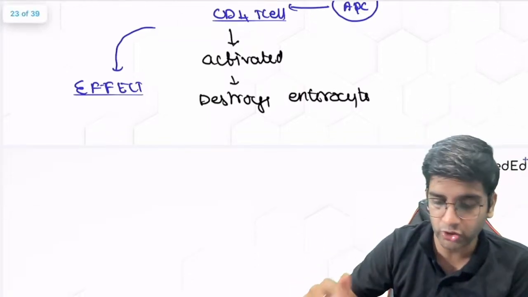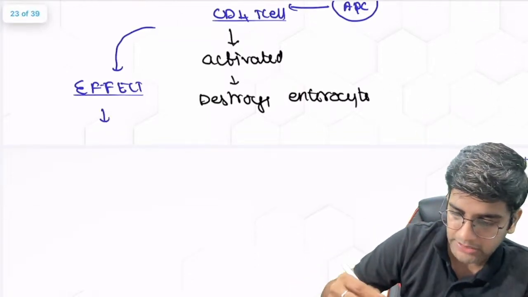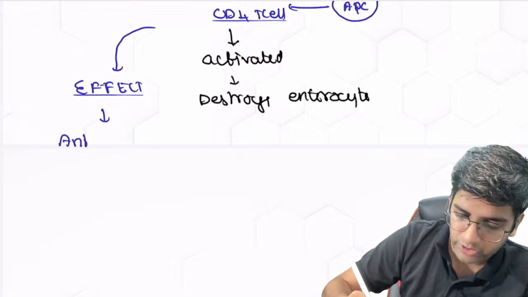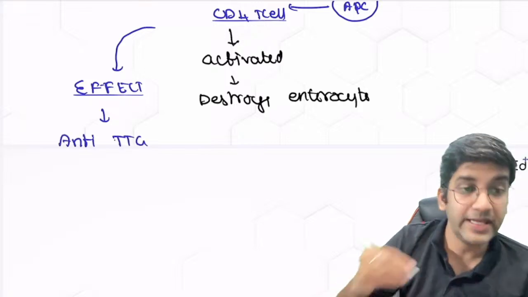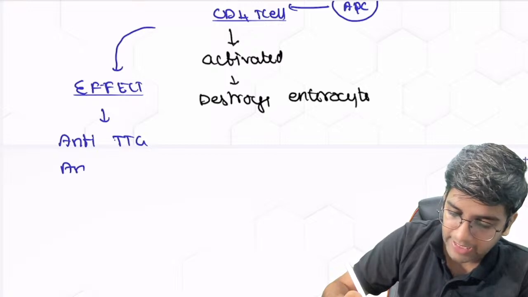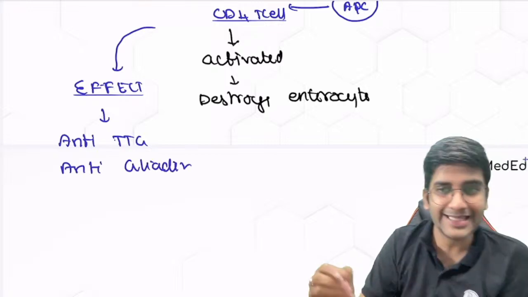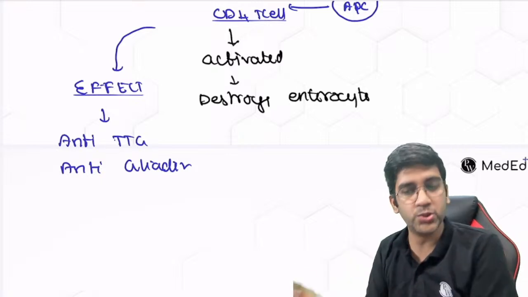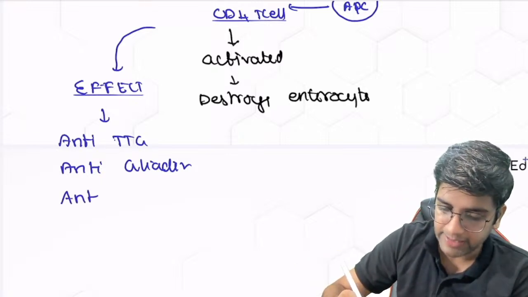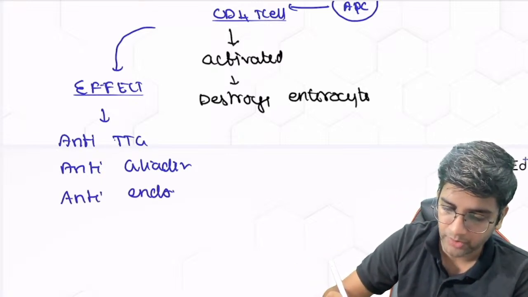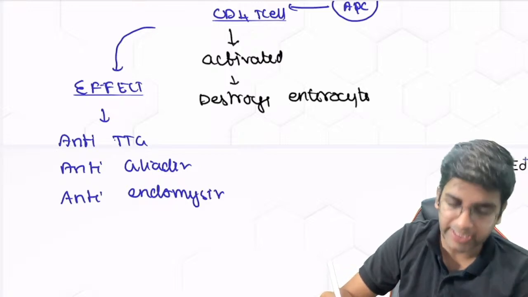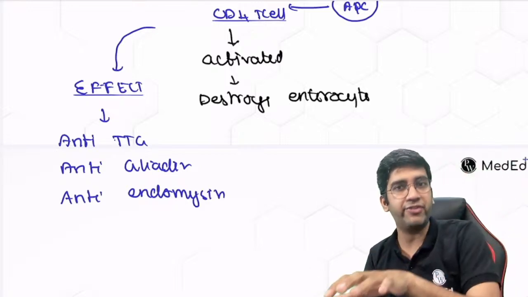It's an effect, it's not the cause. As an effect, what happens here is I'll have antibodies to TTG. The B lymphocytes produce them. I'll have antibodies to gliadin. And this TTG cross reacts with one more protein in the body. I have antibodies against endomysium. The antibodies against this, so this is an effect.